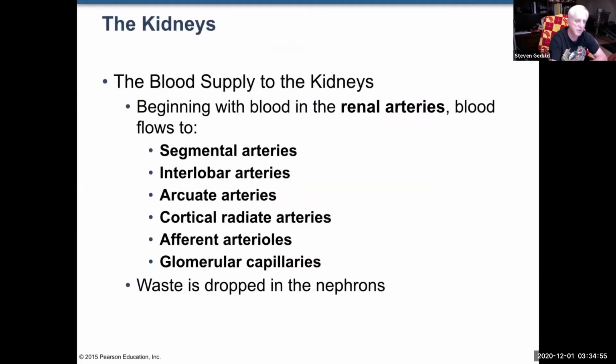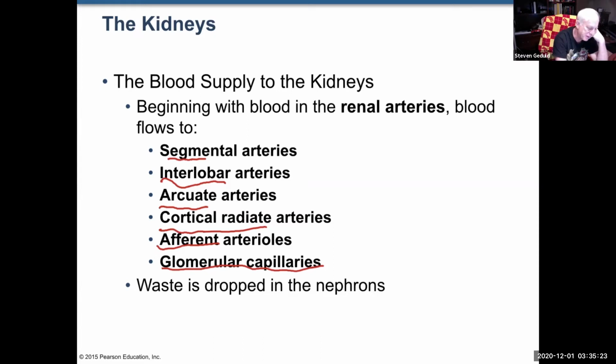Okay, so the blood supply to the kidney. Beginning with blood in the renal arteries, blood flows to what's called the segmental arteries. Then it goes to the interlobar arteries, arcuate arteries, cortical radiate arteries, afferent arterioles, and then the glomerular capillaries. Each of those gets smaller and smaller, so it can filter the blood into the different areas.